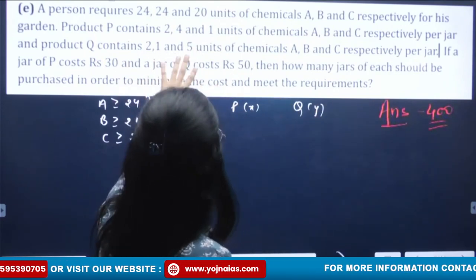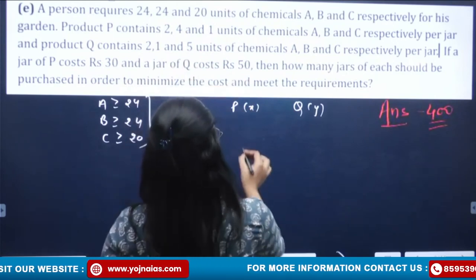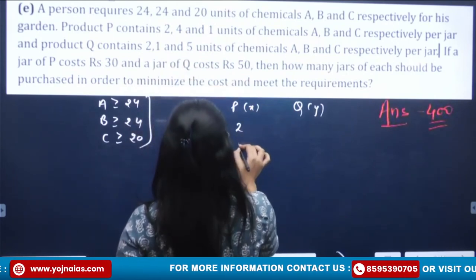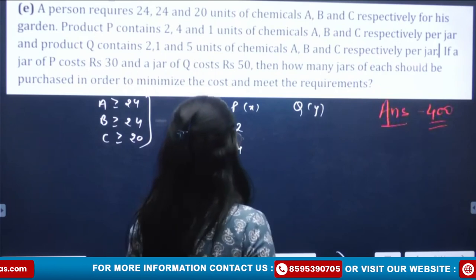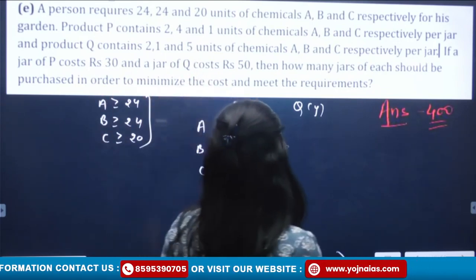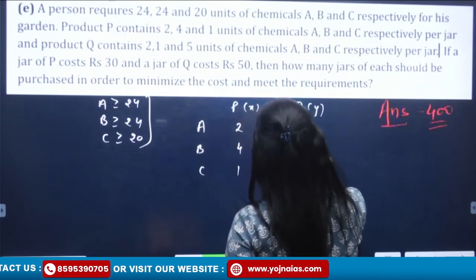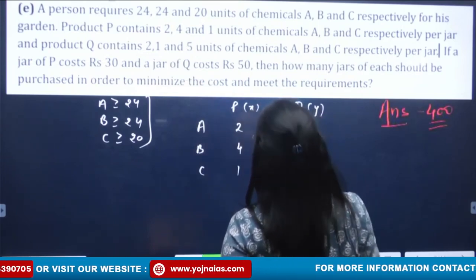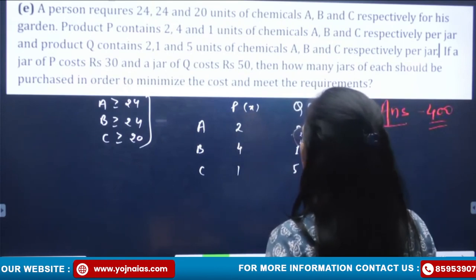Where is P? P contains 2, 4 and 1. This is 2, then 4 and this is 1. Then product Q contains 2, 1 and 5. 2, 1 and 5. That is Y units of chemicals respectively.